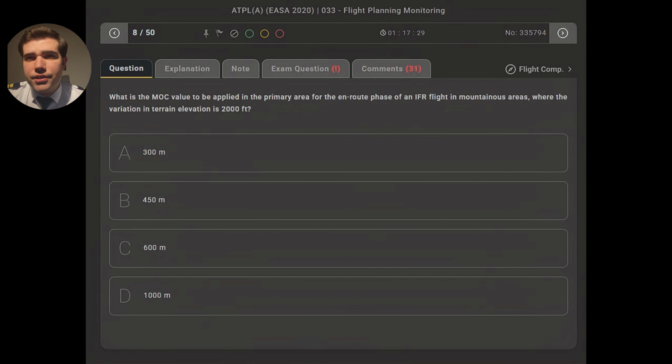Question 1. What is the minimum obstacle clearance value to be applied in the primary area for an en route phase of an IFR flight in mountainous areas, where the variation in terrain elevation is 2000 feet? I know since you see the mountainous area, you were going to say the answer is 2000 feet, but unfortunately it is not, because they're asking for the variation in terrain elevation. So it's a very different thing.